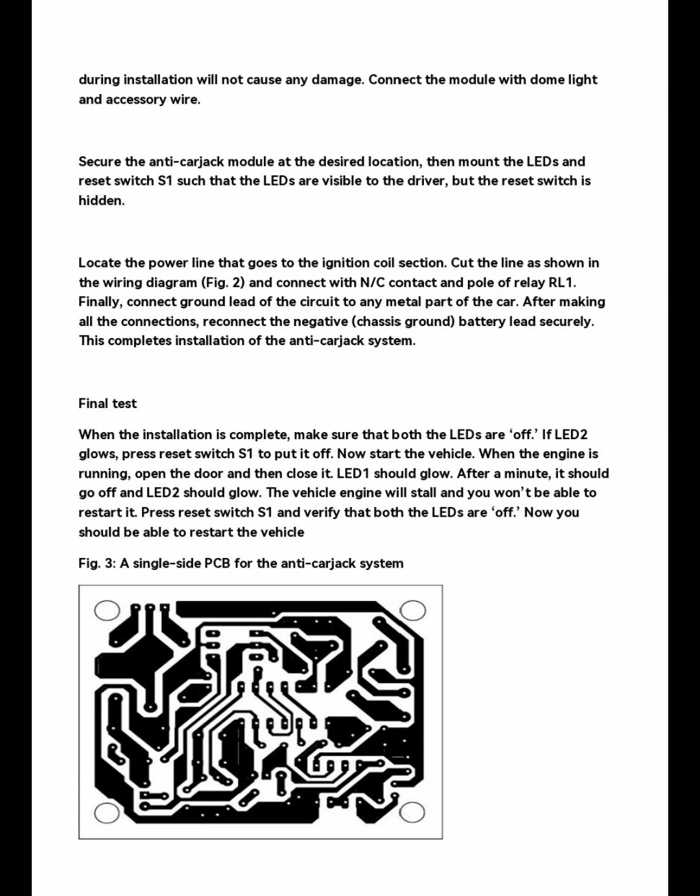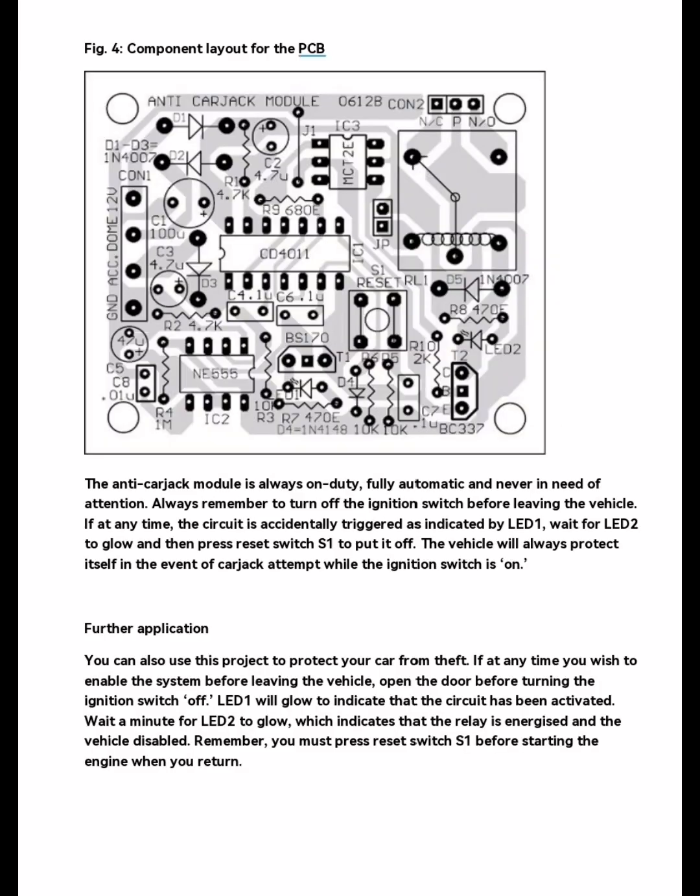Fig. 3. A single-side PCB for the anti-carjack system. The anti-carjack module is always on duty, fully automatic and never in need of attention. Always remember to turn off the ignition switch before leaving the vehicle. If at any time, the circuit is accidentally triggered as indicated by LED 1, wait for LED 2 to glow and then press reset switch S1 to put it off. The vehicle will always protect itself in the event of carjack attempt while the ignition switch is on.